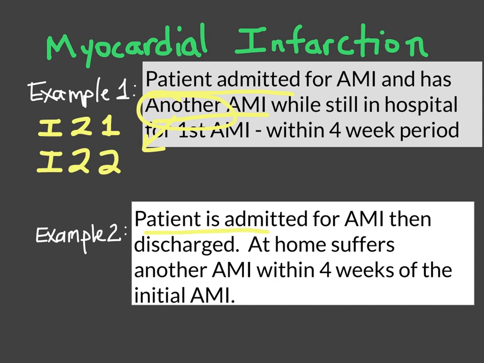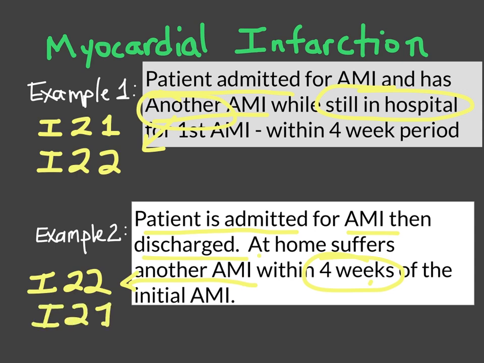However, if the patient is admitted for an AMI, then is discharged, so up here we were still in the hospital when we had that second AMI. Here the patient is discharged. At home, the patient suffers another AMI within that 4 weeks of the initial AMI, so we have a subsequent, but this time we're being readmitted. So this time, the code from category I22 for subsequent AMI would be sequenced first before the code for the original AMI, I21.